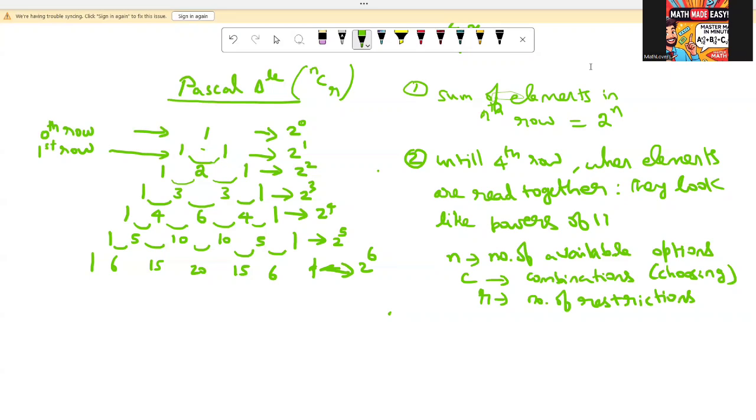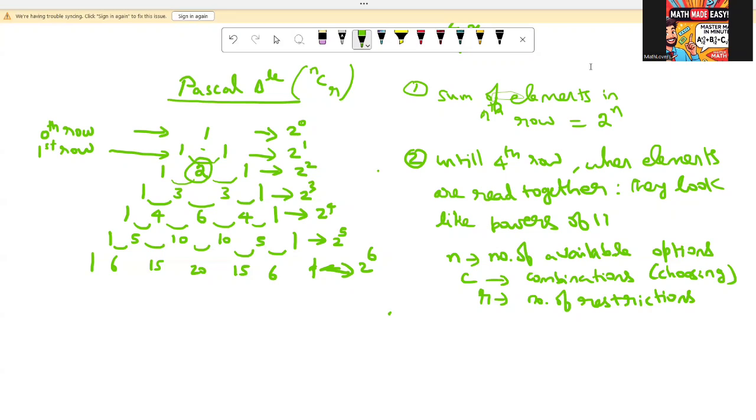For example, this particular element belongs to the second row. In the second row, we start with two available things. We are choosing nothing, 0. 2C0, the value is 1. This is 2C1, the value is 2. This is 2C2, the value is 1.